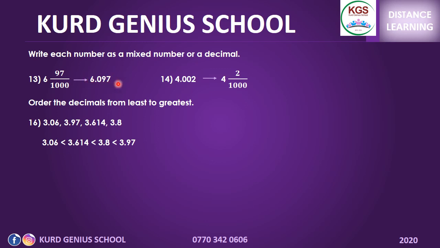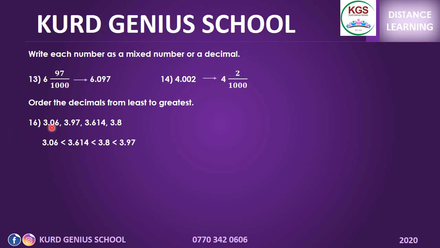97 thousandths. Number 14, we have 4 and 2 thousandths. That means we have 4 in the whole number part and we have 2 out of 1,000 parts, since we have 3 digits to the right of the decimal point. So write 2 over 1,000. Order the decimals from least to greatest.